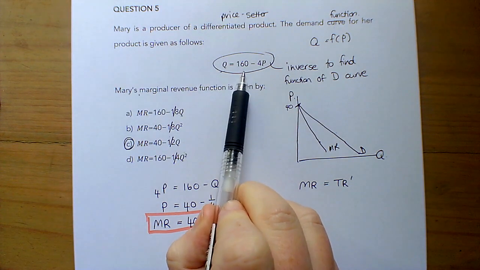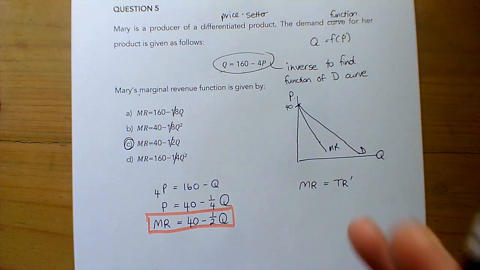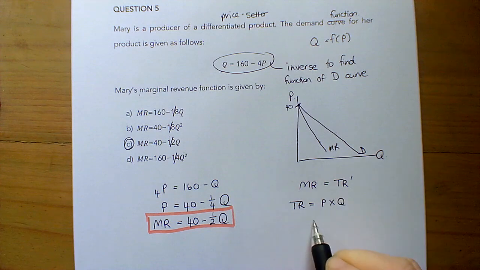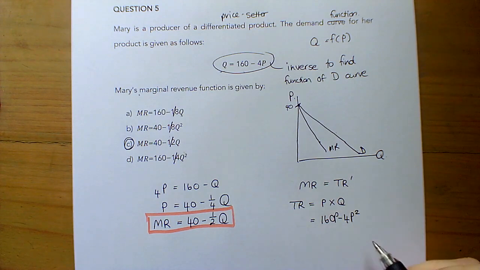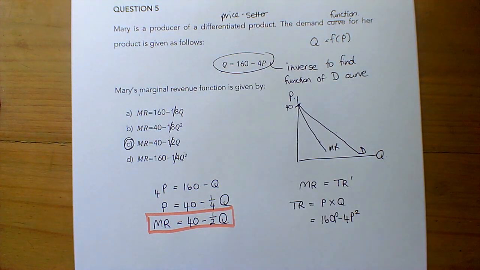If we look at this function here, we get given Q as a function of price. And so what we might think is that total revenue, being price times quantity, could be written as 160 price minus 4 price squared. So what I'm doing is taking price and multiplying it through by this quantity function. So I would say total revenue is 160p minus 4p squared. And if I take the first derivative of this, I would say that marginal revenue is 160 minus 8p.